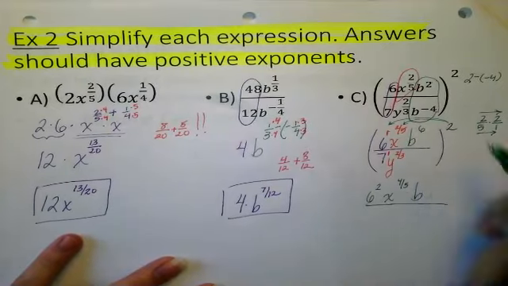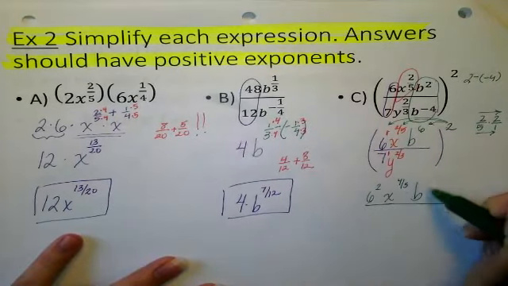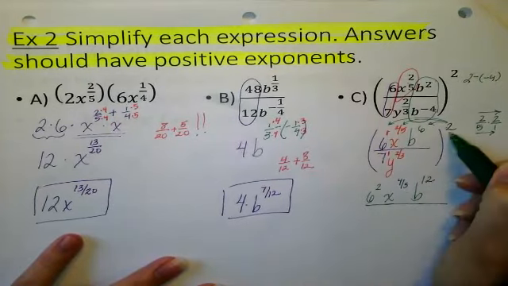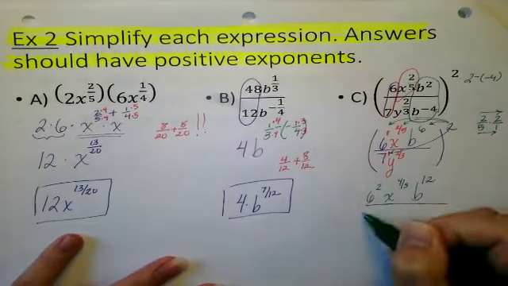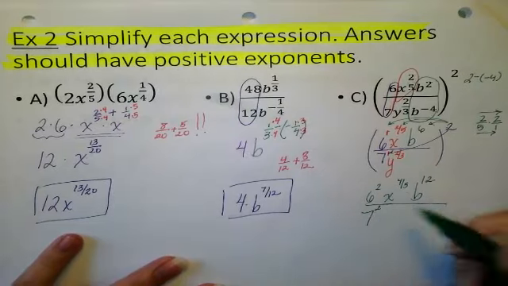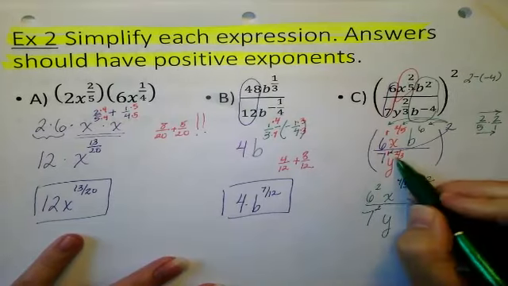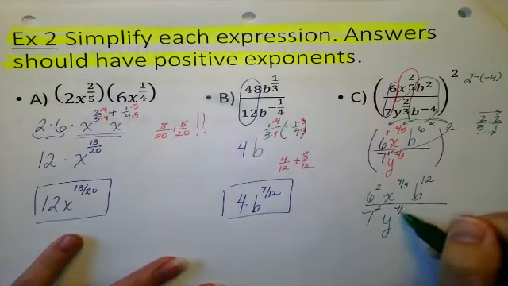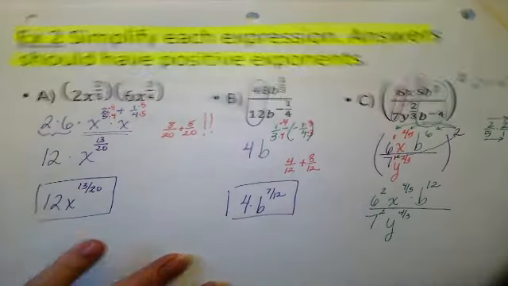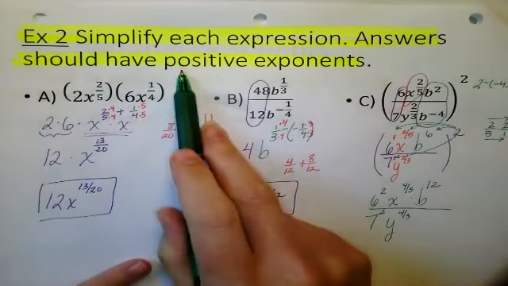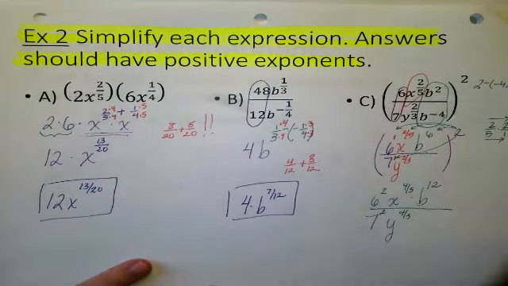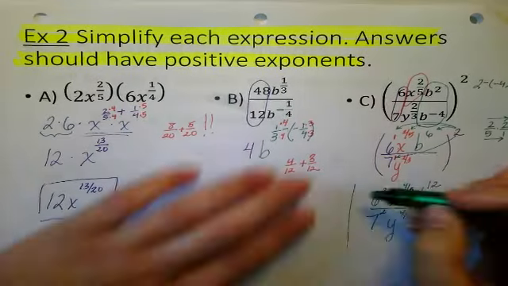Here we have b. 6 times 2 is 12. I'm going to do the same thing to the bottom. We've got 7. 1 times 2 is 2. And here, 2/3 times 2 is 4/3. And that's all we can do. All of our exponents are positive. So, oh, actually, we could do one more thing.